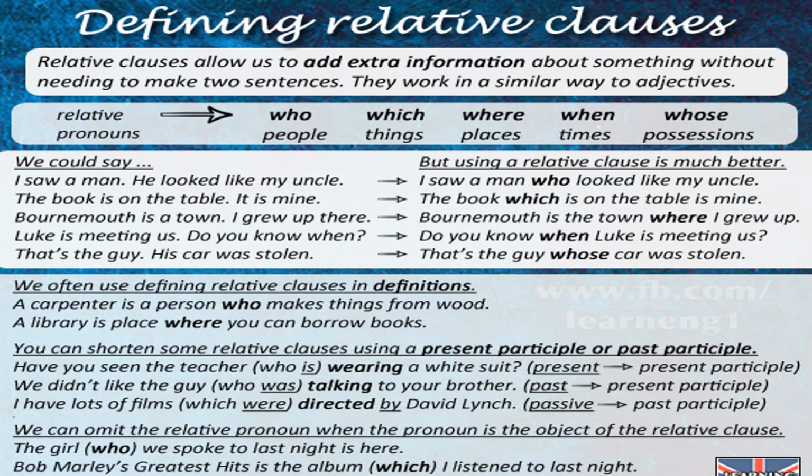We could say, I saw a man, he looked like my uncle. But if we use a relative clause, we can say it in a much better manner. Like, I saw a man who looked like my uncle. Similarly, the book is on the table, it is mine. Instead of saying the same idea in two different sentences, we can join them by using a relative clause. The book which is on the table is mine.